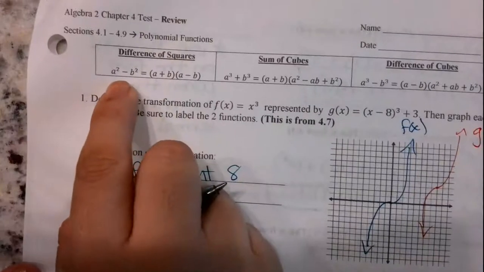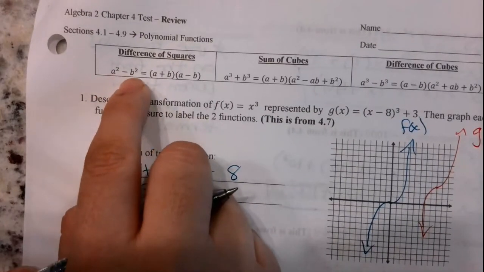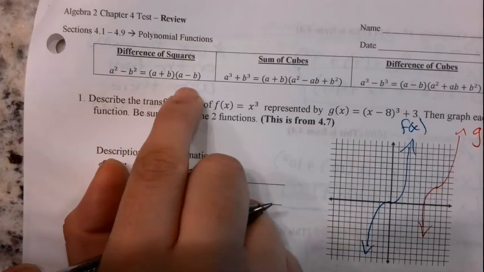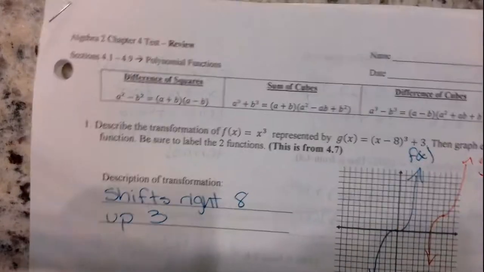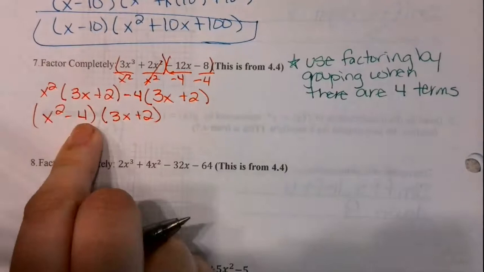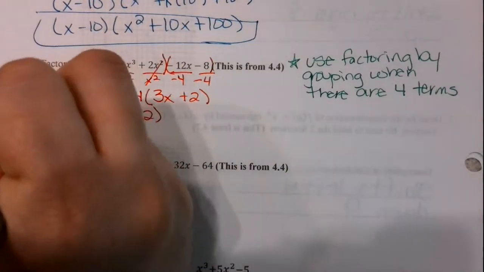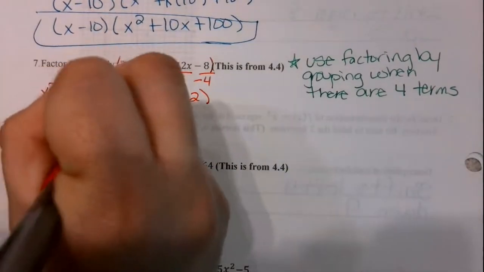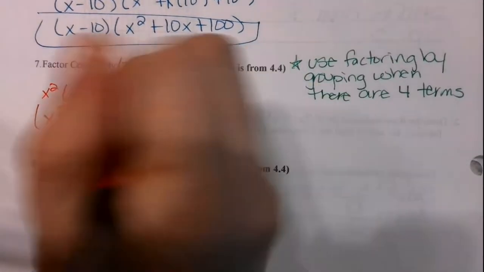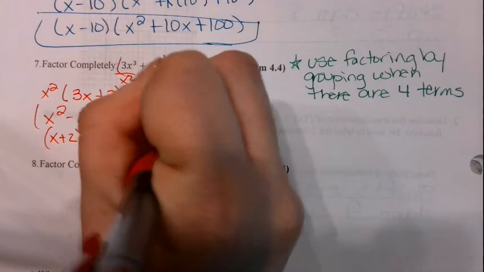This one is going to use the formula on the front, the difference of squares, because it's a perfect square minus another perfect square. So I'm going to have a plus the first term and a minus the second term. So that gets me the square root of 4 is 2. So I have x plus 2, and then x minus 2. And then this piece didn't change, so I just write it again.